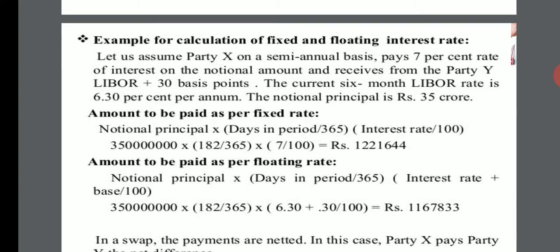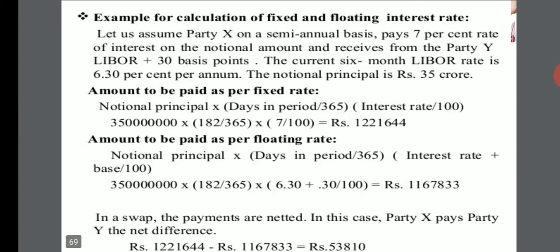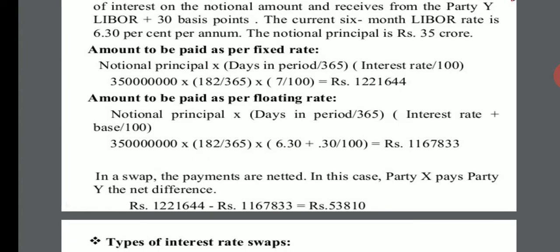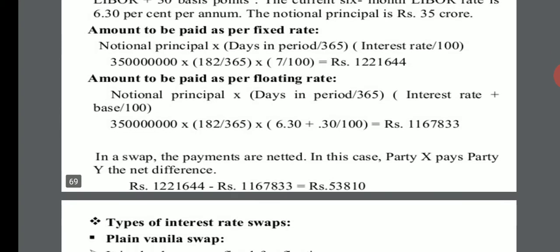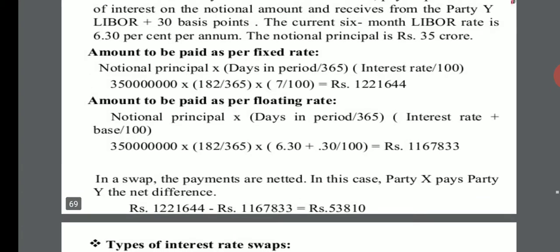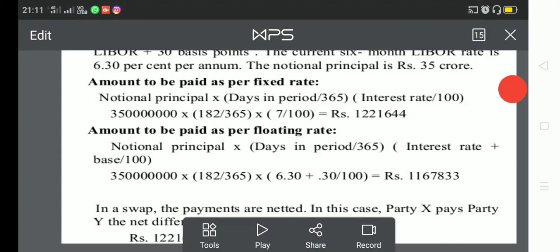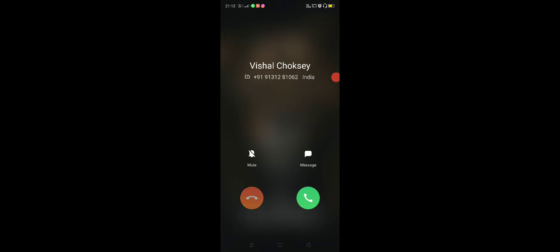Amount to be paid as per the fixed rate is notional principal into days in period divided by 365 into interest. It is calculated as per simple interest. And when we calculate this, it comes to somewhere near 12,21,644 rupees. Amount to be paid as per the floating rate would be notional principal, which will remain the same, days in period, which will remain the same, and interest rate will be 6.30 plus 0.3, that is 6.60, divided by 100. That will come to 11,67,833.